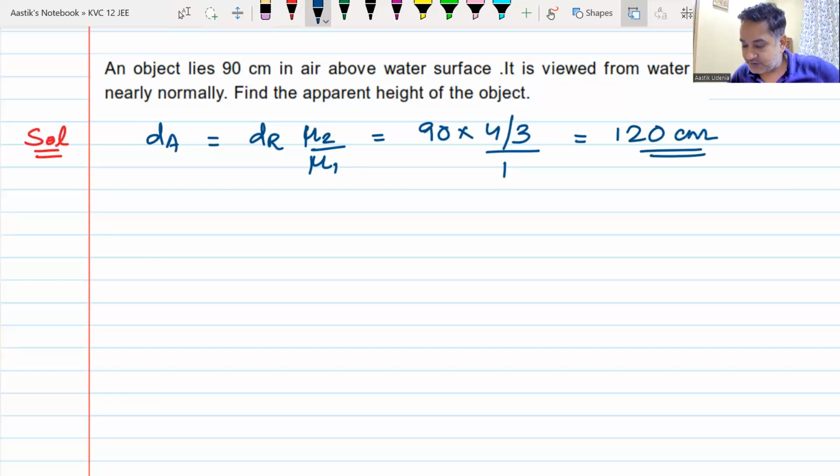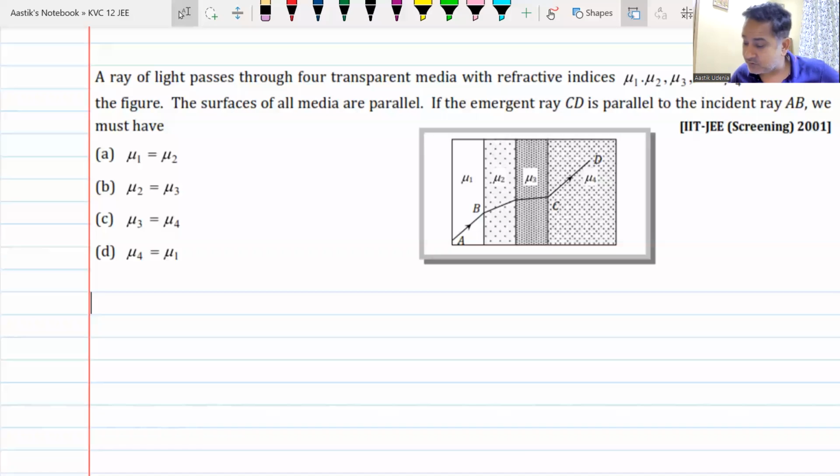Now comes the question. See, as I told you, even in JEE, the question gets repeated sometimes. This was in the year 2001, and I showed you the question from 2022. Yes or no? Yes, sir. You don't have to write the entire question. If you want to write, you can write it.